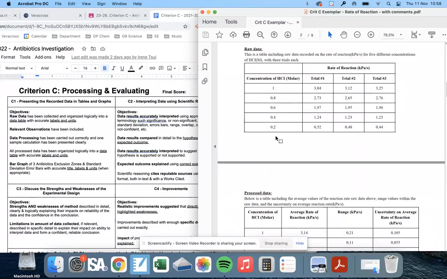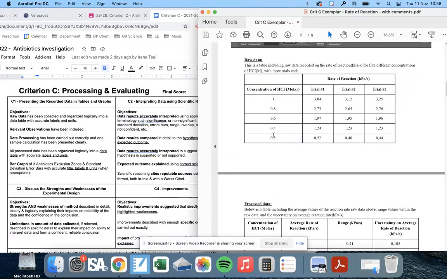Instead, it could have been increasing. But either way, it makes sense that it's in order rather than randomly organized. So that's strand 1. They've presented a really neat, clear data table. Everything's labeled properly. The units are there. This is the raw data.